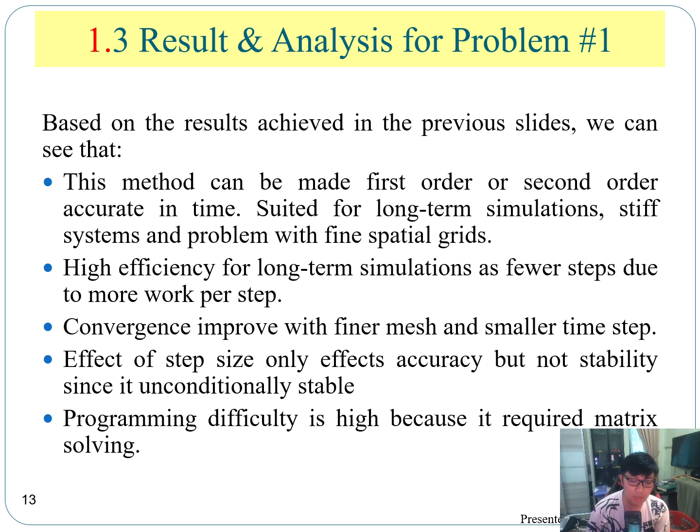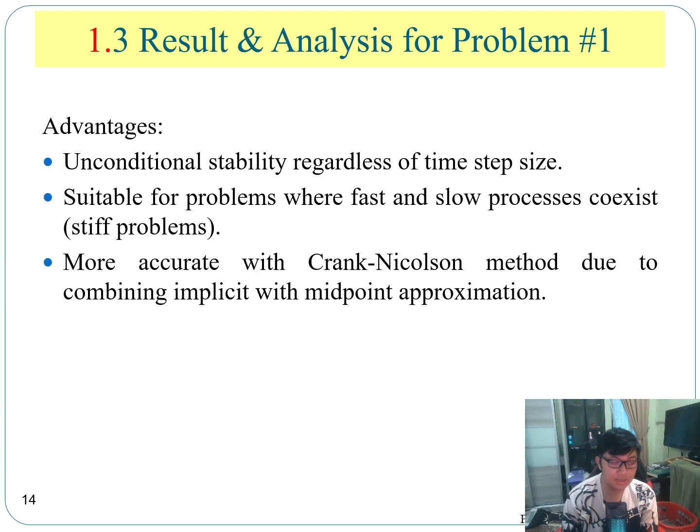Programming difficulty is, however, high because we need to solve the matrix to solve the problem, compared to the explicit method. For the advantages, it has unconditional stability regardless of time step size, and is suitable for problems where fast and slow processes coexist, for example stiff problems. It is more accurate with the Crank-Nicolson method due to combining implicit with midpoint approximation.